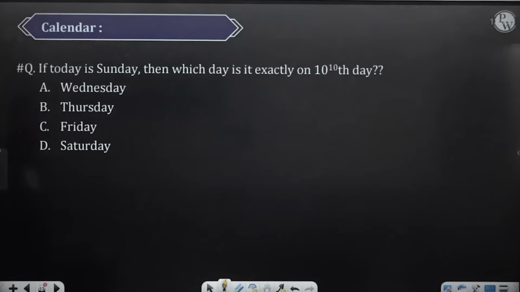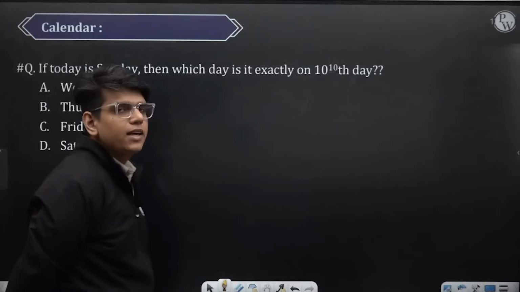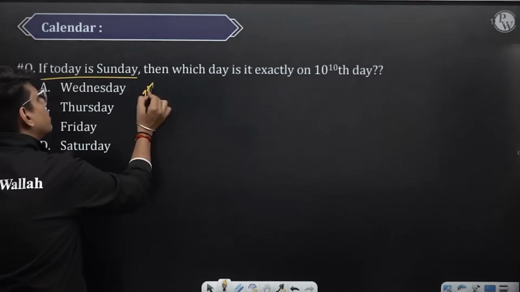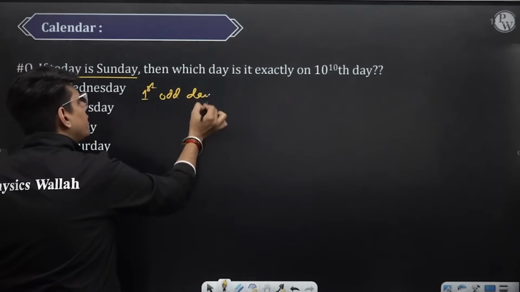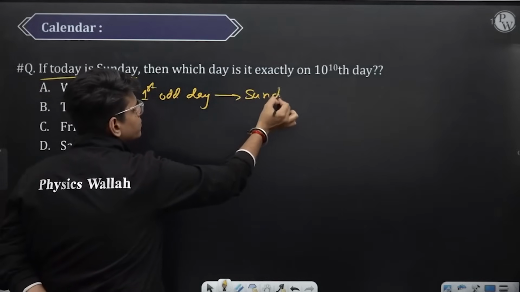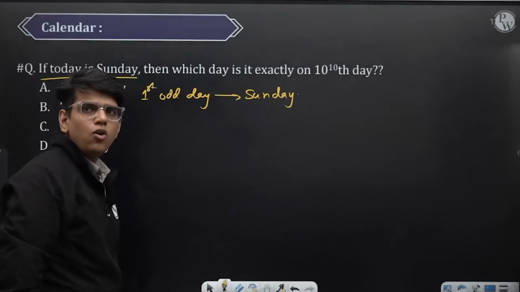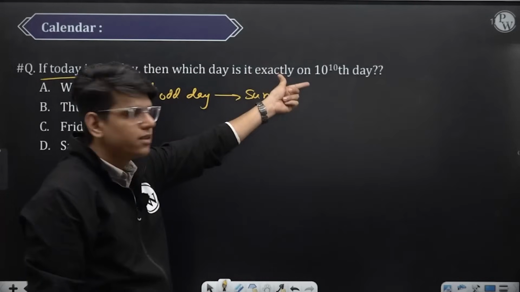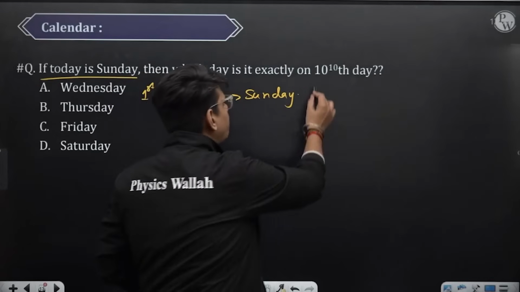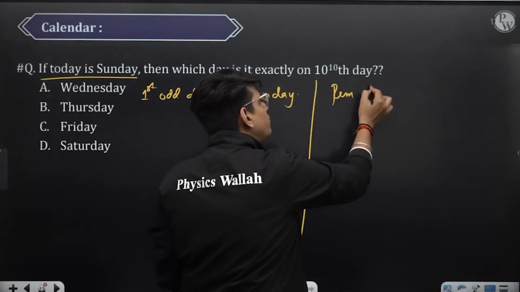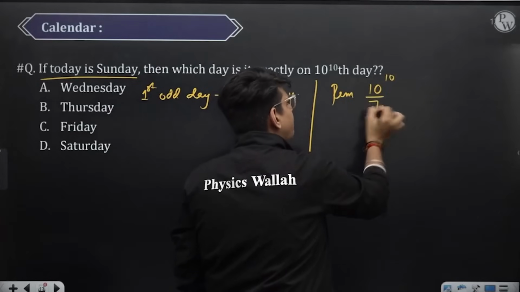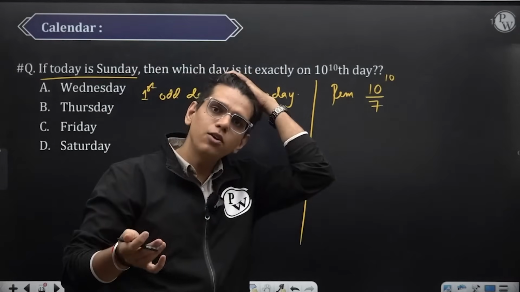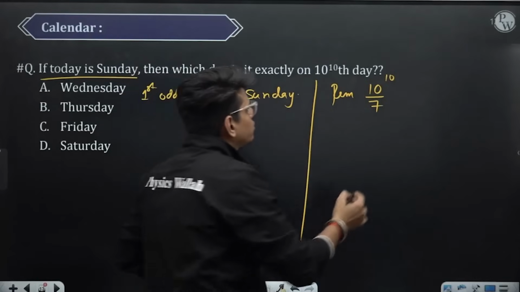If today is Sunday, then what day is it exactly on the 10 to the power 10th day? Today is Sunday, that means the first odd day is Sunday. Now we have to see how many odd days are there between the first and the 10 to the power 10th day. So we have to find the remainder when 10 to the power 10 is divided by 7. I will take questions on remainders also, and there I will tell you how to find the remainder. But let's see here also. This is a good question.